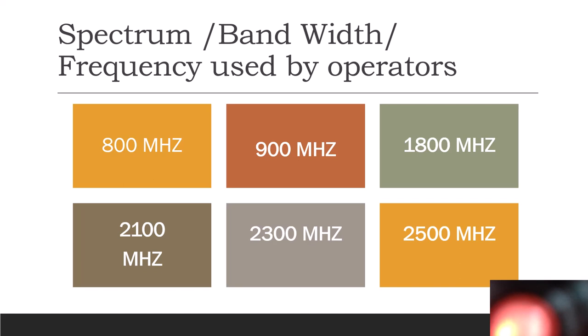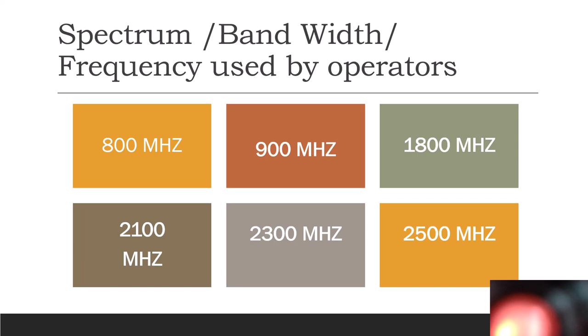Then there came 2100, 2300, 2000, which is used now by 4G, 5G, 3G. They came from 1G, 2G, 3G, 4G, and now we're talking about 5G, and 5G has been launched by Airtel, and Idea is about to launch it. So this spectrum is high in speed, but requires more capital investment.